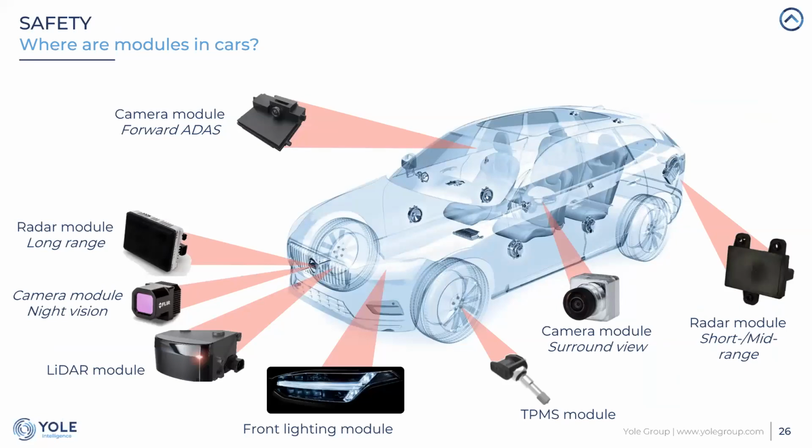Other types of modules in a car are related to safety. So we have many different safety modules in a car. We have imaging modules: camera module for forward ADAS, radar module for long range, a camera module using micromonitor for night vision, LiDAR module for 3D sensing, front lighting, TPMS, camera module for surround view, or even rear view module.